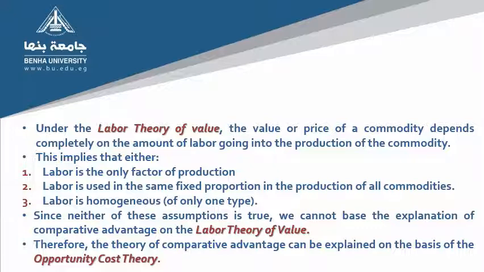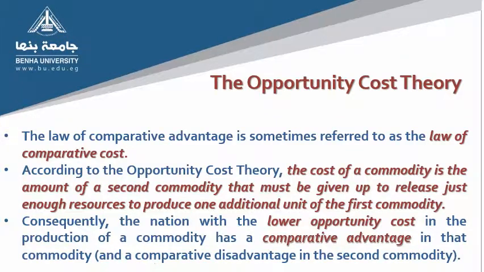Let's explain what we mean by the opportunity cost theory. In 1936, Haberler explained the theory of comparative advantage on the opportunity cost theory. In this form, the law of comparative advantage is sometimes referred to as the law of comparative cost. According to the opportunity cost theory, the cost of a commodity is the amount of a second commodity that must be given up to release just enough resources to produce one additional unit of the first commodity.